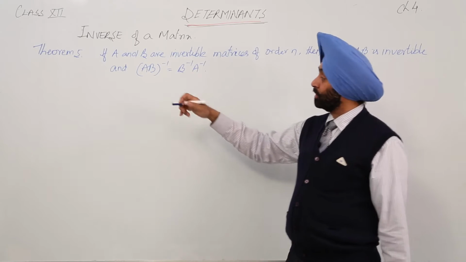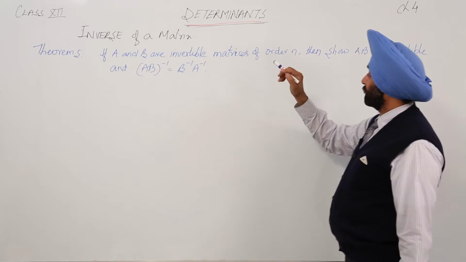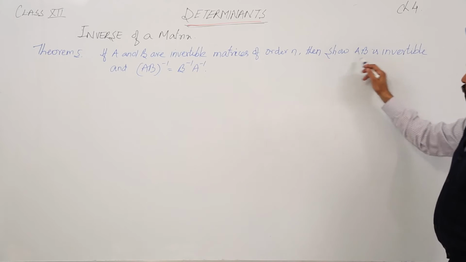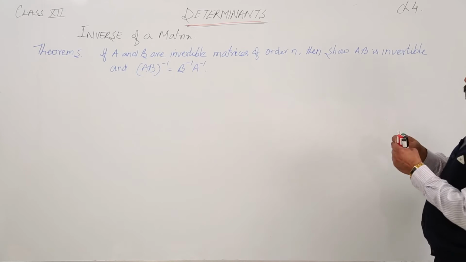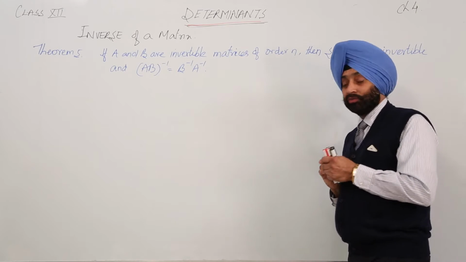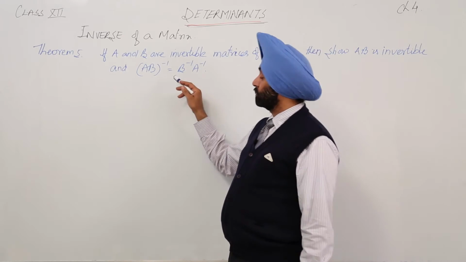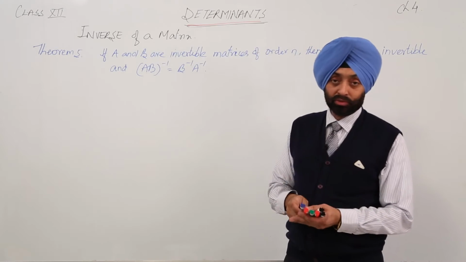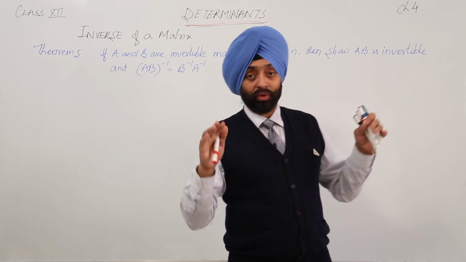So what our theorem says: if A and B are invertible matrices of order n, then show that AB is invertible. First of all we have to show that AB is invertible, and when AB is invertible, then AB inverse is equal to B inverse A inverse. And this is a very important result.